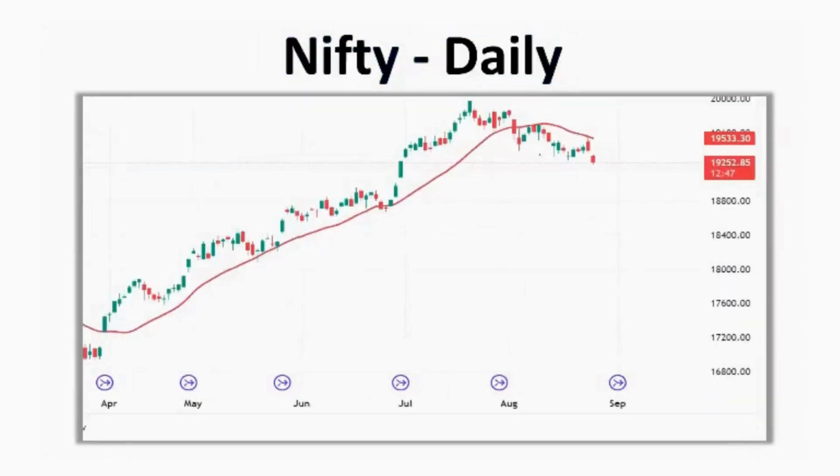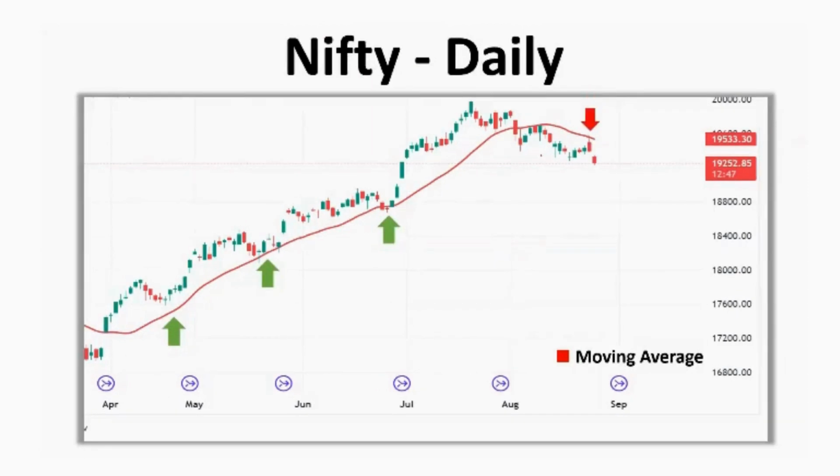And you can get even more confirmation on the daily chart of the Nifty index. Over here on this chart, the red line that you can see is the moving average. One thing that I want you to observe is that when the market was in uptrend, the Nifty was taking support on this moving average. And right now the market is taking resistance on it. And this is not a very good sign.